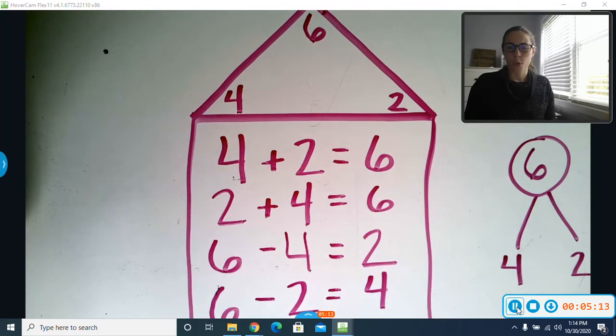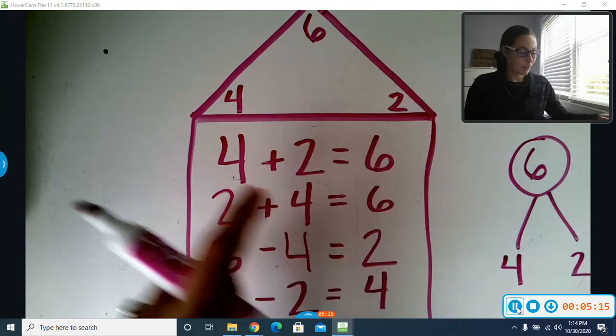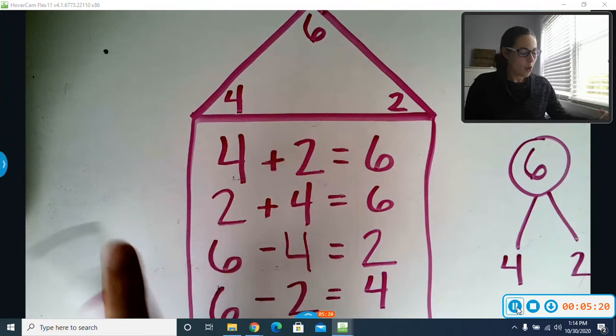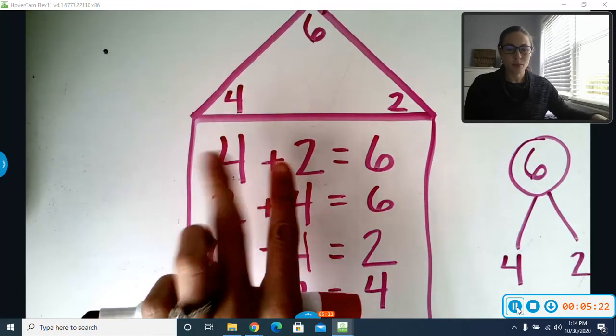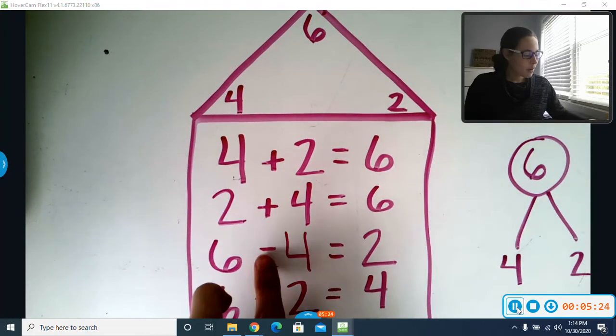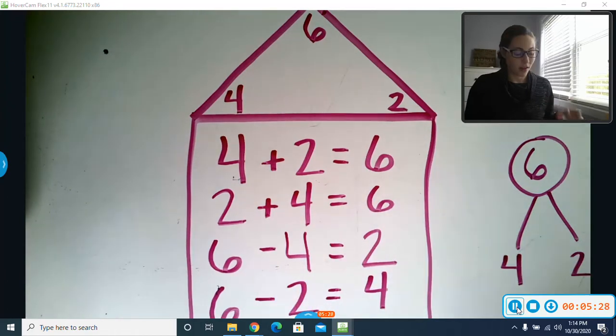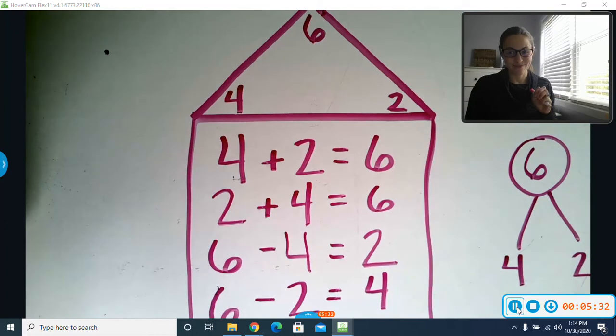Whew! See that? How many number sentences? 1, 2, 3, 4 number sentences. We write 2 adding to put the parts together, and we write 2 subtractions to show that we can split those parts apart and find the other part. Okay, are you ready to try one with me? Okay, let's try one together.